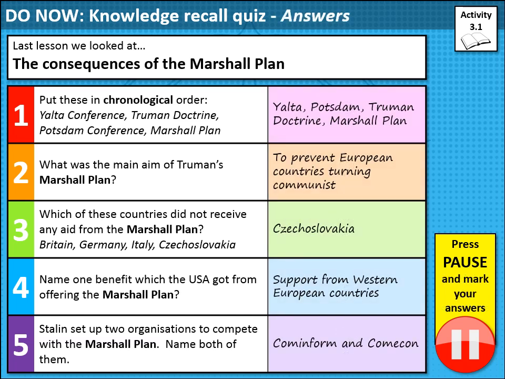And here are the answers. I wonder if you remembered for question 3 that Stalin stopped all satellite states, such as Czechoslovakia, from accepting any Marshall Plan aid. Pause now, and as usual, I want you to mark your answers. If you get one wrong, just correct it. If possible, can you do this in a different colour pen? And don't forget to add up your score out of 5 at the end. When you're done, hit play and we'll move forward.